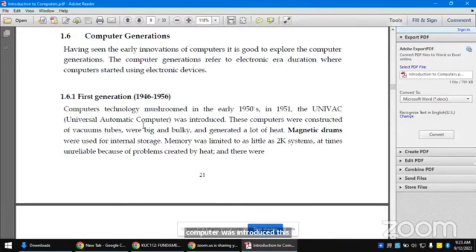The other thing I didn't mention is you look at the technology. For this one, we are talking about vacuum tubes, a technology that you need to know they used. The vacuum tubes were very big and bulky. The other thing you note is that they generated a lot of heat. On storage, when you look at technology, it's also keen to look at the magnetic storage system. In this particular one, the magnetic drums were used for internal storage.